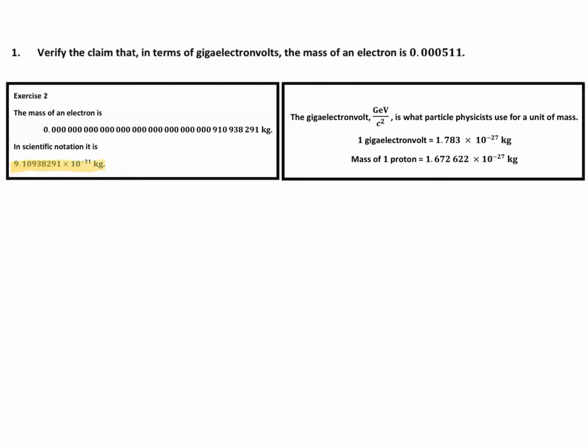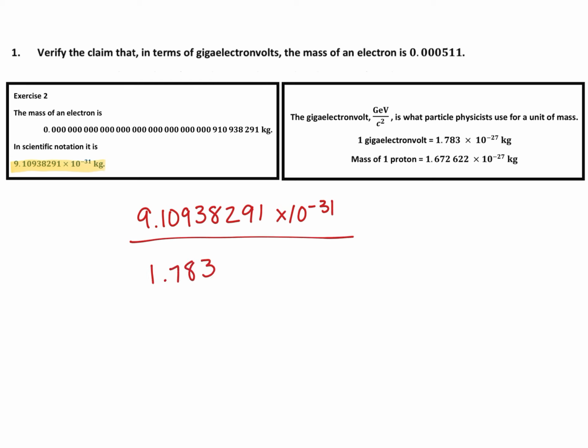Actually, I think exercise 2 may have even been from lesson 11, not necessarily lesson 12. So we have 9.10938291 times 10 to the negative 31st divided by 1.783 times 10 to the negative 27th. Okay, this was something that you learned last year. Remember, we're going to divide these pieces.